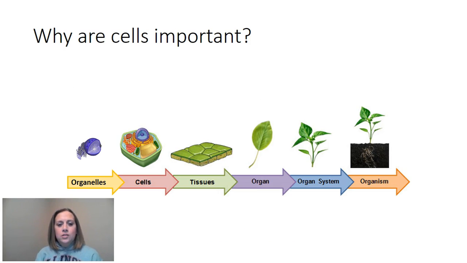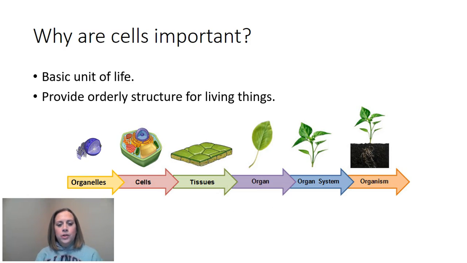So now, why are cells important? First, cells are the basic unit of life, so in order for something to be alive, it has to be at least one cell big. There are obviously animals and plants that have millions or billions or even trillions of cells, like us, for example. But cells are also really important to provide orderly structure for living things.